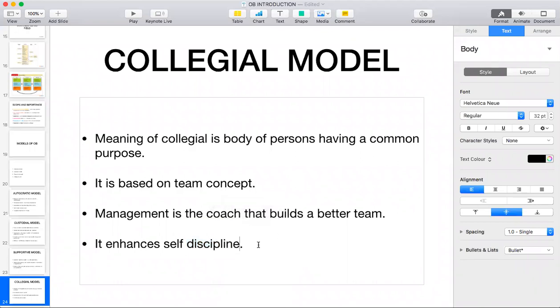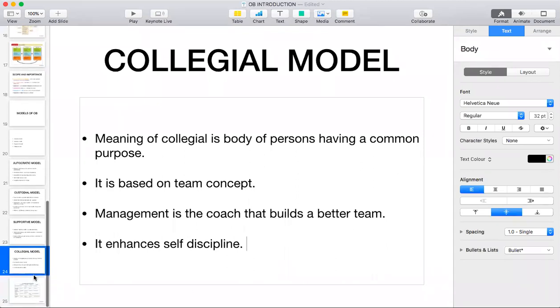So that is the most important part of the collegial model, because it is mostly based on partnership, on teamwork, and on self-discipline, which is the major outcome of this model. And nowadays, collegial models are very helpful when we come to organizational culture. So this is all about the major four models and the important topic of your syllabus.